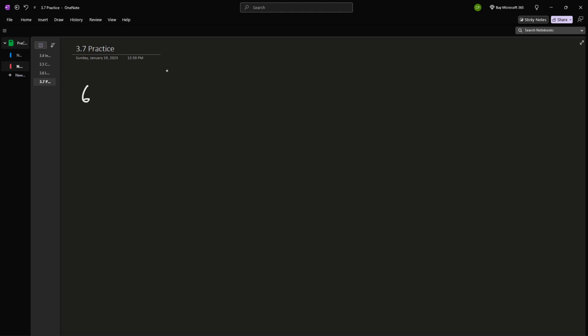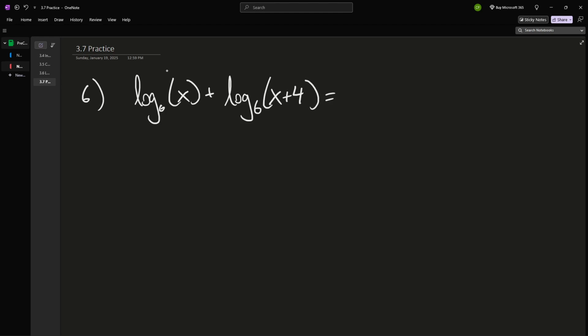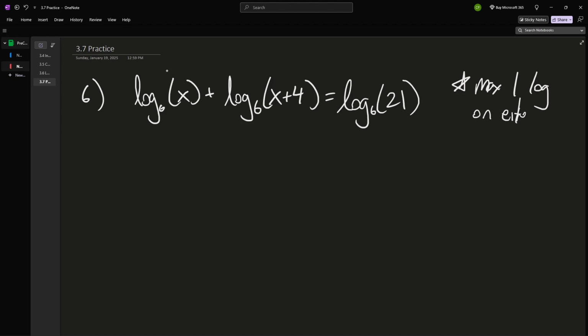To start off, I'm going to do number 6, which is log base 6 of x plus log base 6 of x plus 4 equals log base 6 of 21. As I said before, the first thing we want to do is make 1 log on either side. I see on the left side I have 2 logs. The right side I only have 1 log, and that's fine. We'll touch on that in a minute.